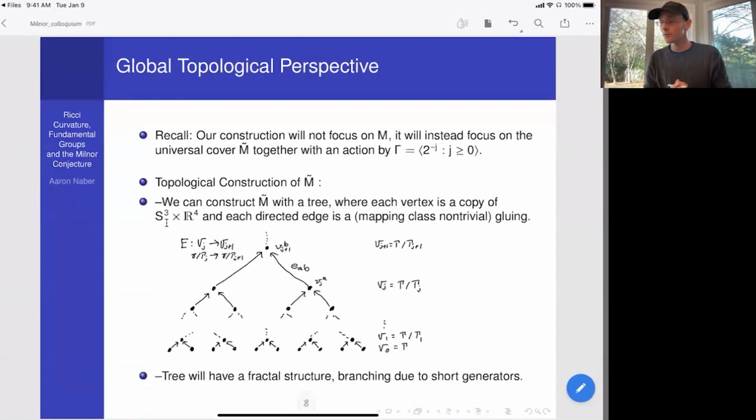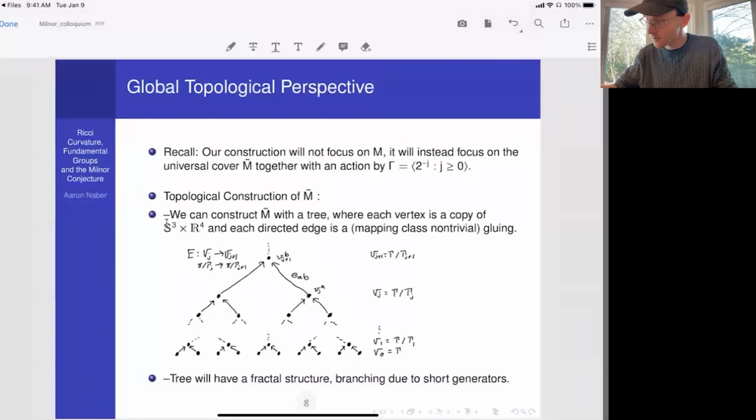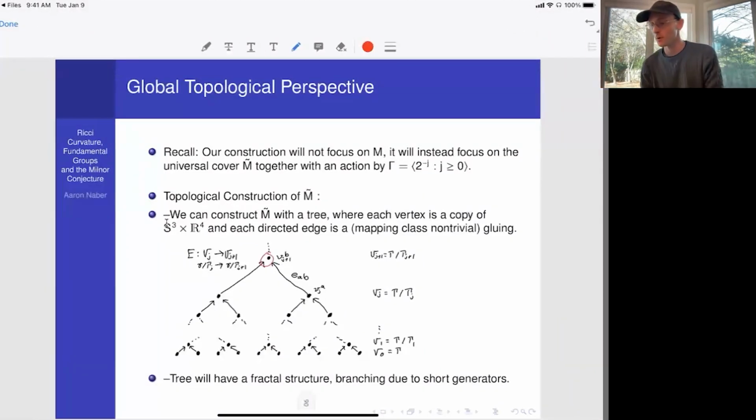So we can build the universal cover with a tree of sorts. What I want to do is take an infinite number of copies of S3 cross R4. That's kind of like the picture we were just having here, and associate to each copy a vertex for my tree. So each of these vertices, over here for instance, is supposed to represent 1 copy of S3 cross R4. And there's going to be an infinite number of these things in the end.